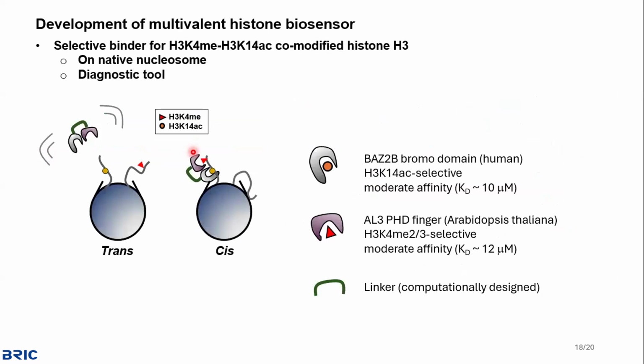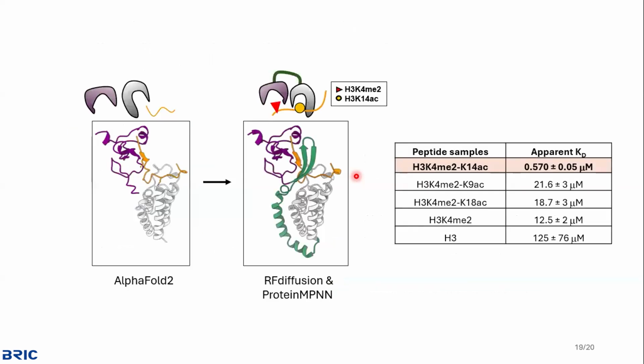To do that, I took a little bit of a new and a little bit of a conservative approach to design such a tool. I found that there are certain naturally existing domains that can recognize lysine 14 acetylation quite selectively but slightly weakly, with a KD value of about 10 micromolar. And I found some plant protein domains that can recognize methyl lysine selectively but weakly. This is where I decided to use some cutting-edge protein design tools, to design a linker that allows a specific conformation of the two fused domains to attain an avidity effect toward the target that has both methylation and acetylation.